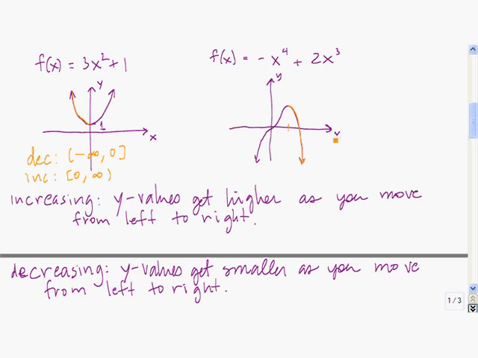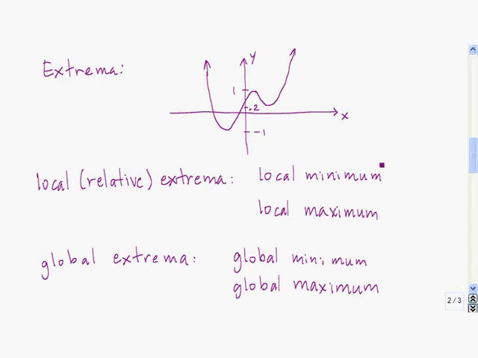The next concept that I'm going to talk about is the notion of extrema. There are two types of extrema. The first of them is local or relative. These two are used interchangeably. Local extrema or relative extrema. And the other is global extrema. Within the class of local extrema, we have a local minimum and a local maximum. For global, we have a global minimum and a global maximum.